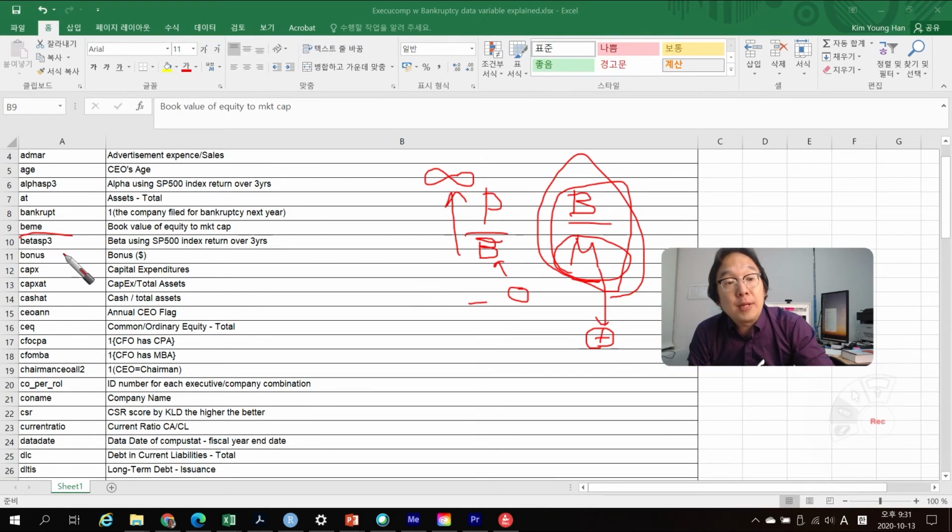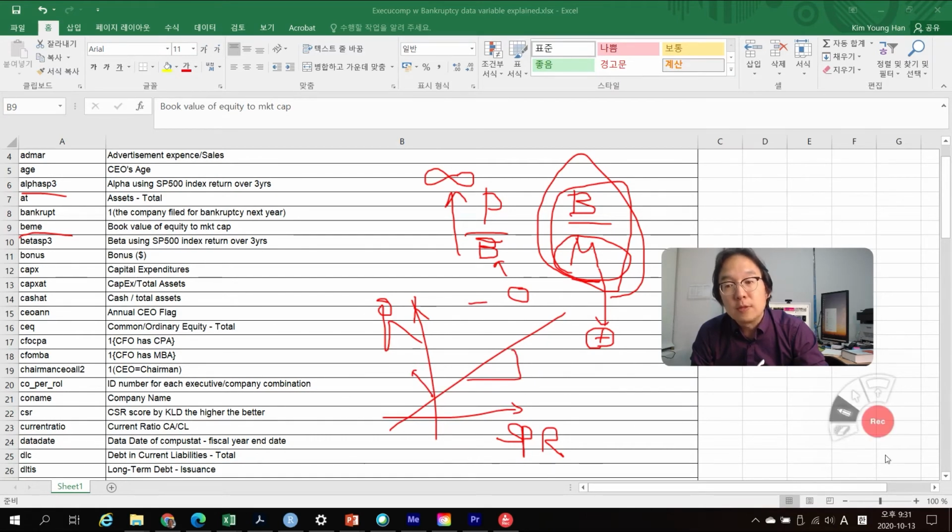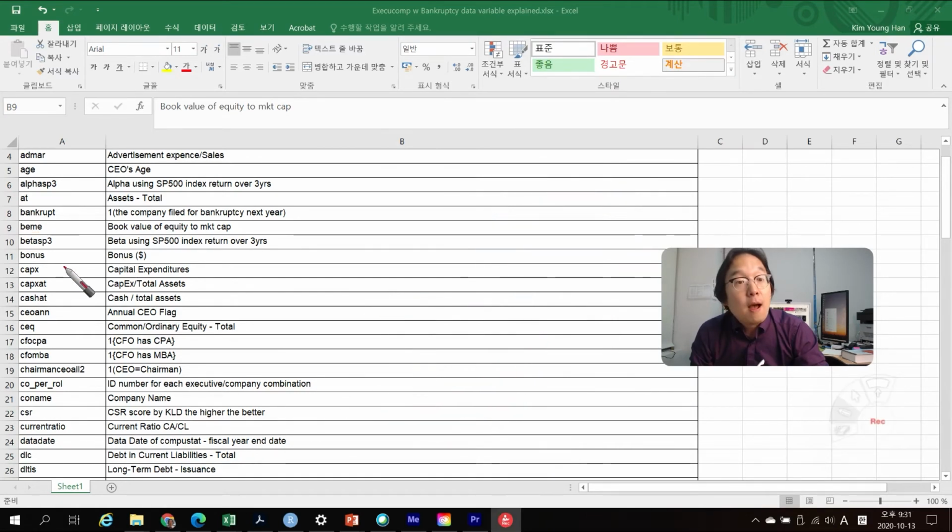And then beta S&P 3, right? I told you about this alpha using the S&P return and your company's return. I run regressions, and it goes like this. Alpha is that guy, and the beta is this guy, the slope term. So that's what's going on. Bonus, that's the CEO's pay bonus year by year.